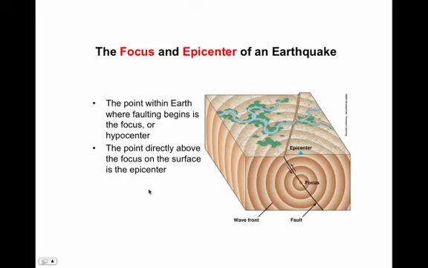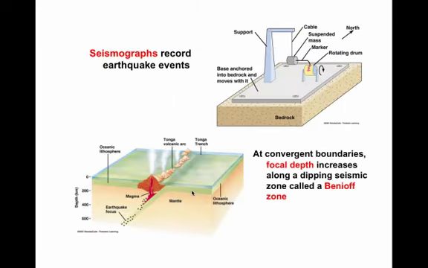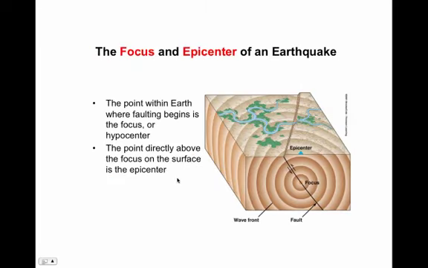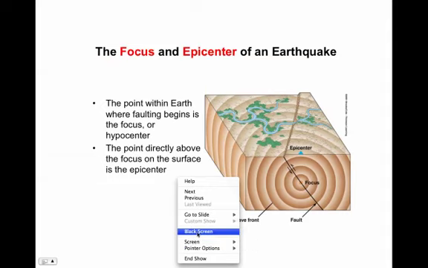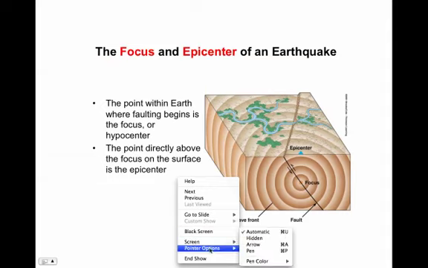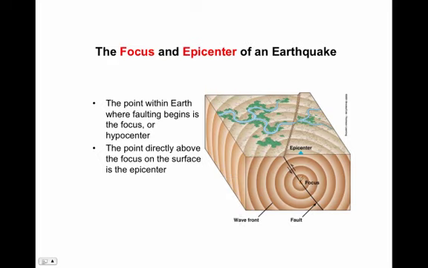Let's do some terminology here. The point within Earth where faulting begins is the focus, or another word, hypocenter. So wherever the energy was released as a consequence of rocks snapping or breaking, so it's usually below the surface of the Earth, we call that the focus. And the epicenter is the point directly on top of the Earth of where that snapping occurred.